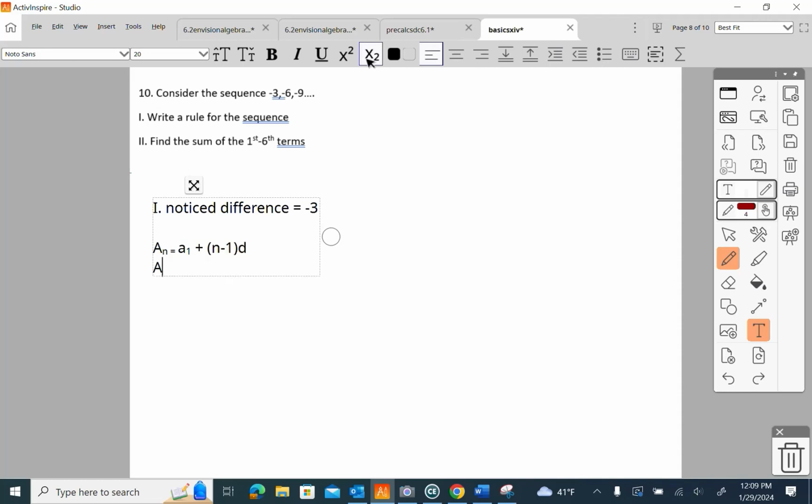First term comes from the text. It's -3. Turn on that brain of yours and just see that there's a -3. I don't know what n is because it's a general rule, but I know the difference is -3. What I'm going to do is distribute -3. This one right here. I get a sub n equals -3 plus a -3n plus a 3, which is just 3n. So there's my rule. So that's what I'm going to write down for my rule.